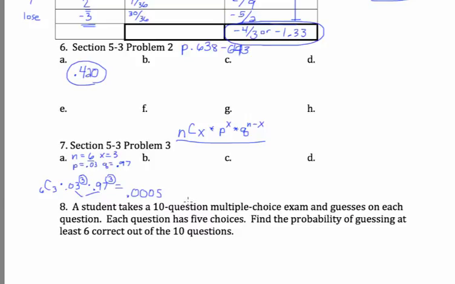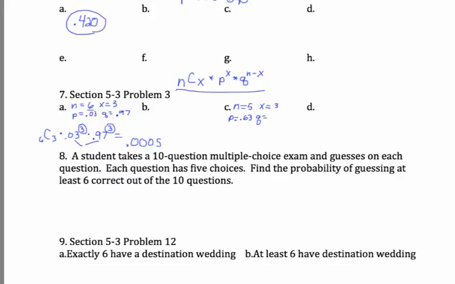I'll pick one more to do. The others are just the same. I'll do part C. So n is equal to 5, x is equal to 3, p is equal to 0.63. First thing we have to figure out is q. If the probability of the event happening is 0.63 or 63%, the probability that it doesn't happen will be 1 minus that, or 0.37.